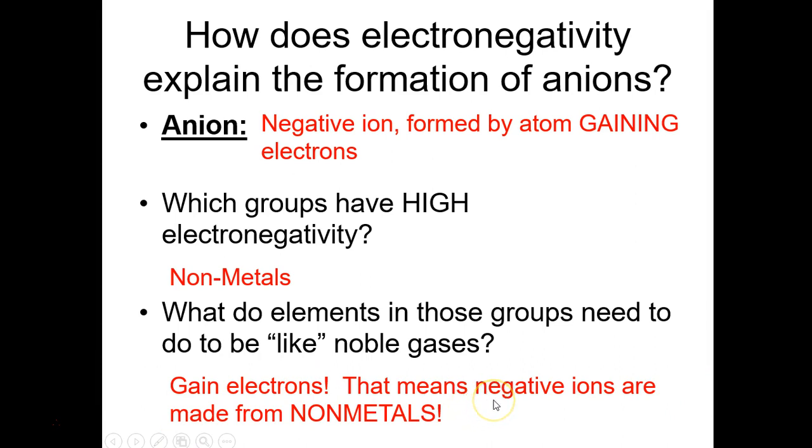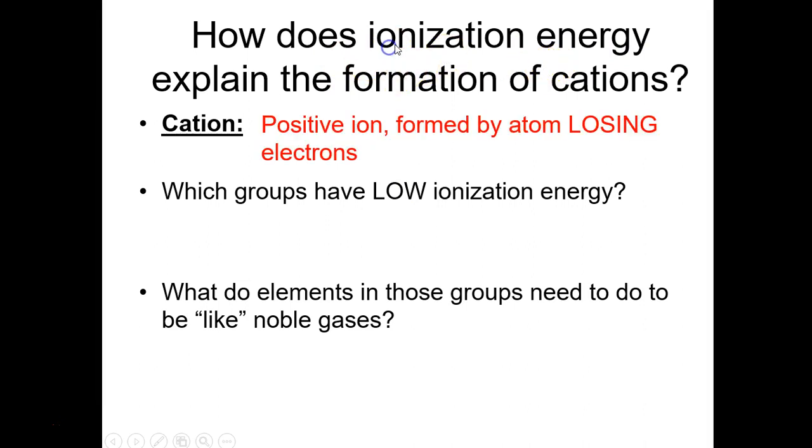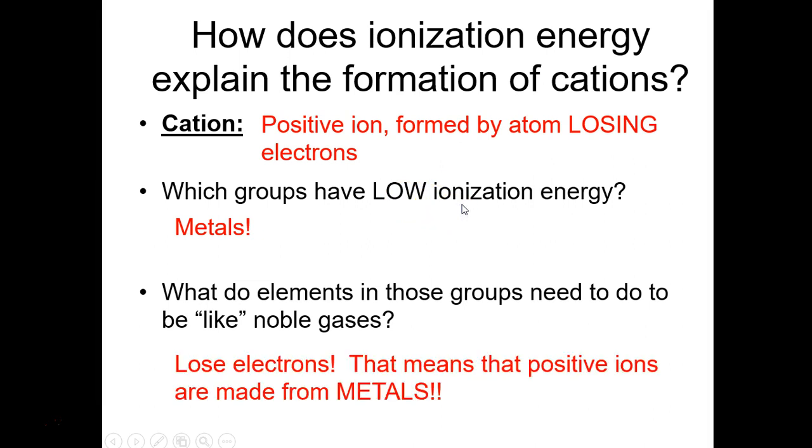Now we know that metals and nonmetals are the complete opposite of each other, and since nonmetals are good at gaining electrons, they have high electronegativities. That means that metals are not very good at gaining electrons, but they're great at losing electrons. So ionization energy explains the formation of cations. A cation is a positive ion, and it's formed by an atom losing electrons. The groups with low ionization energy are the metals, particularly groups 1 and 2, alkali metals and alkaline earth metals. Now in order to become stable, these elements need to lose electrons. That means that positive ions are made from metals.